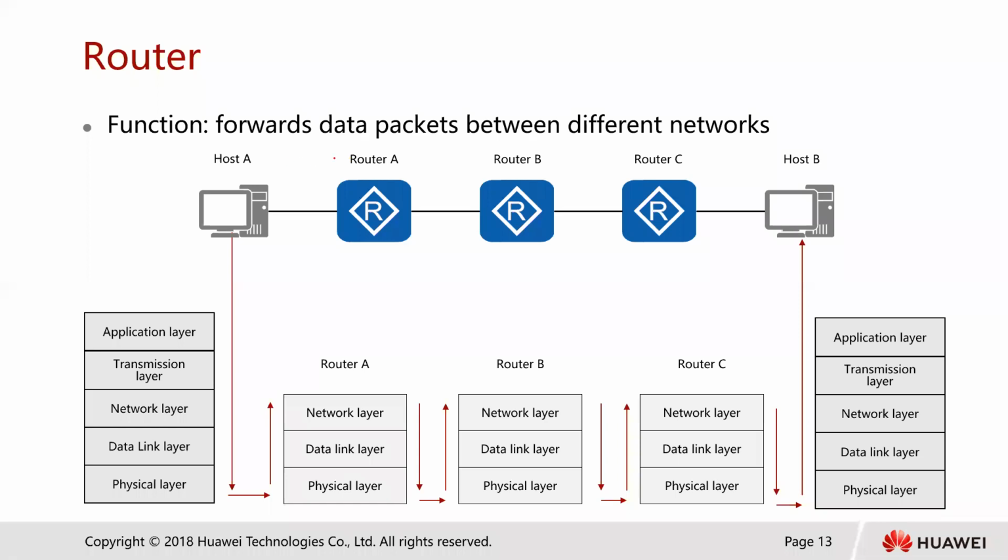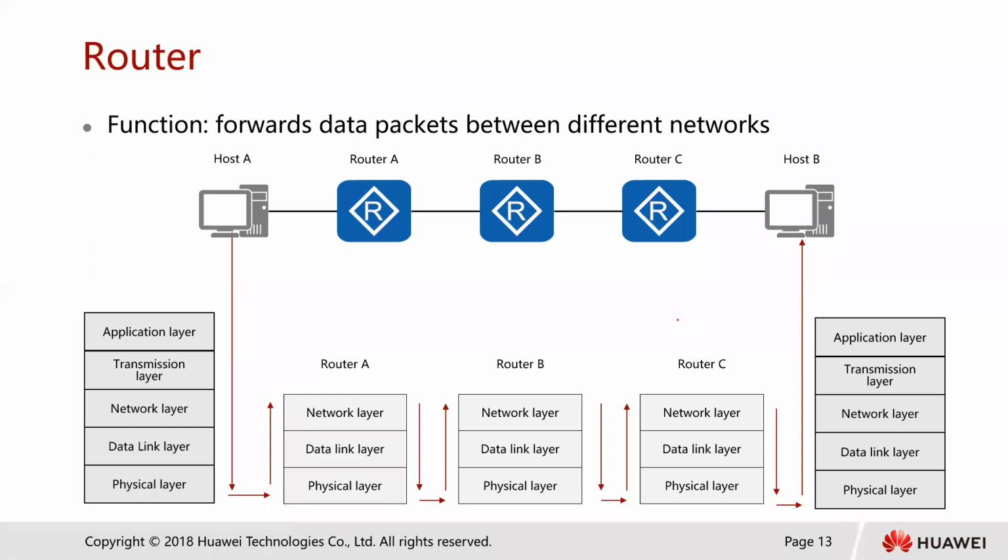Function: forward data packets between different networks. There is some bit of routing, so the application layer will play its role, and then you go to router A. Router A will go through the process, the route, until you get to the host, which has these layers.